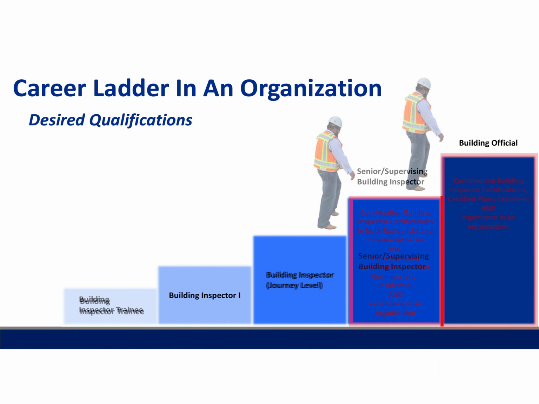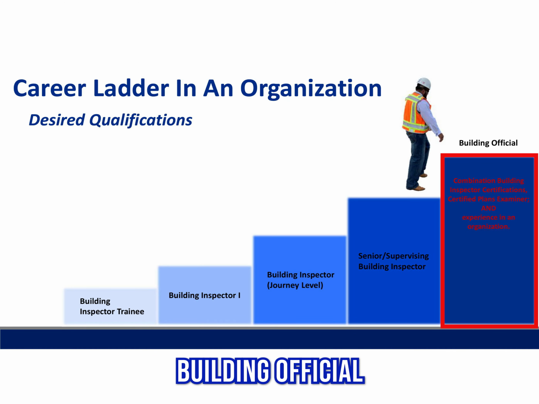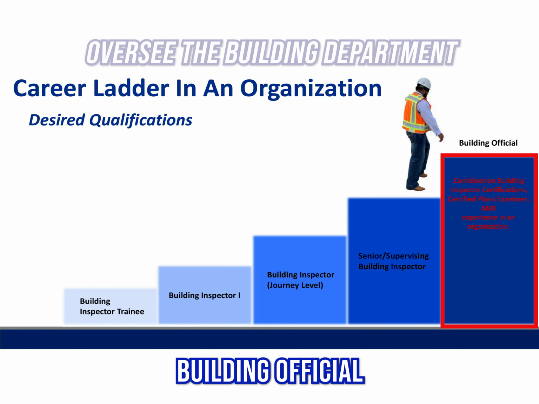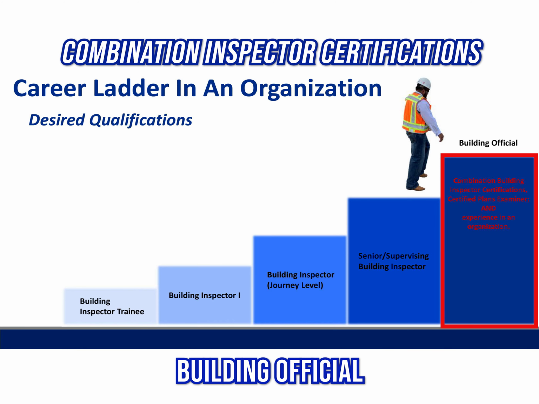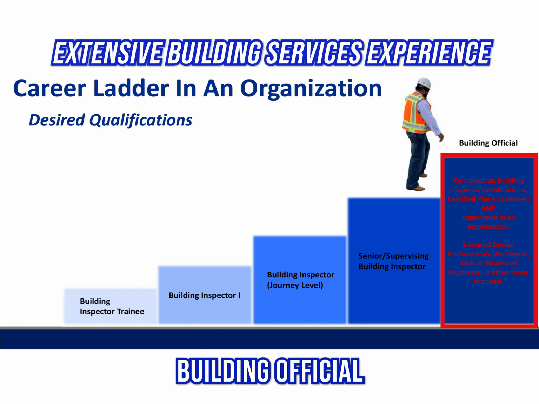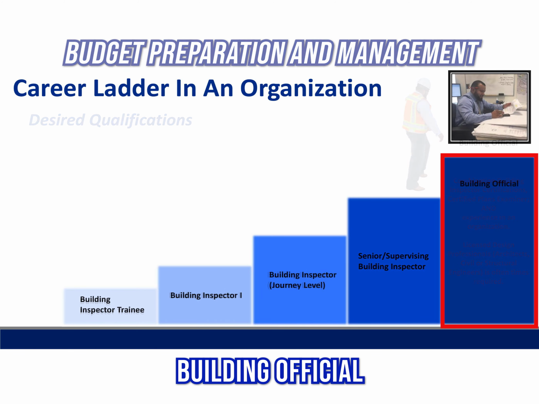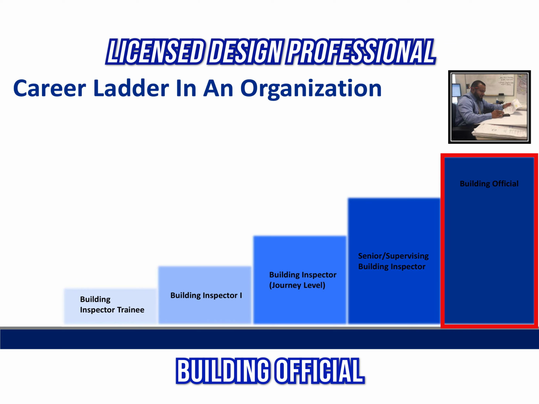required. And finally, you can achieve the title of building official. A building official is the individual responsible for the building department. Typically, combination certifications, plan review certifications, and extensive experience in the overall functions of the building department, including budget preparation, is required. Some organizations may require this individual to be licensed in architecture, civil, or structural engineering.